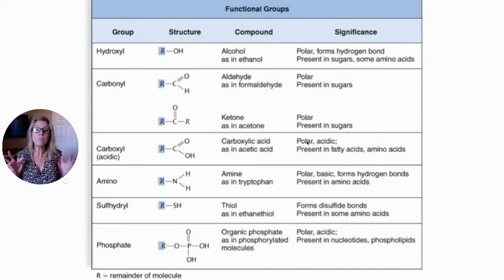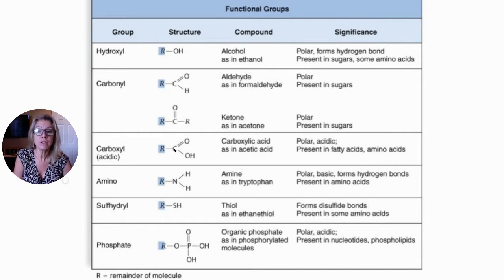Okay. Why is it polar? Remember what we said about oxygen? It's very electronegative. It has a stronger pull on the electrons, right? So that's what's going to make it polar. It's acidic because it commonly gives up this hydrogen right here. So when you lose that hydrogen, the hydrogen is going to be donating its one valence electron to the oxygen.